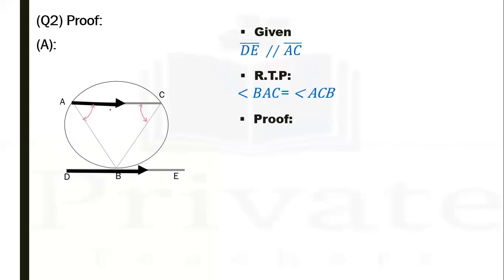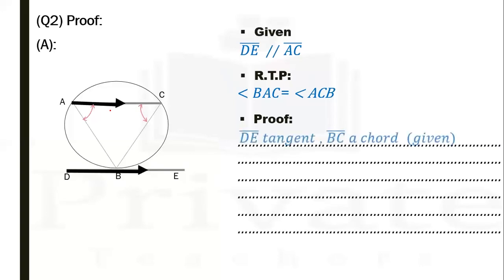To start the proof, look, DE is what? A tangent. DE is a tangent. BC is a chord. So as we mentioned previously, the angle that is included between a tangent and a chord equals the circumferential angle which is made on that chord.